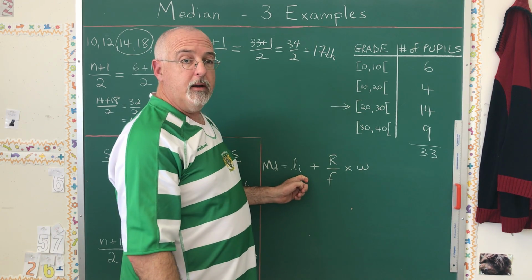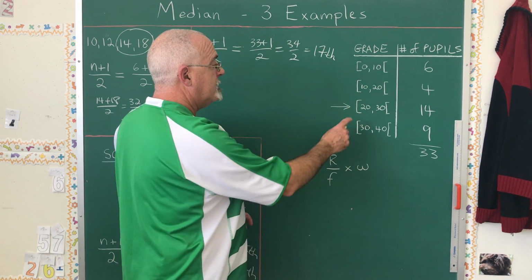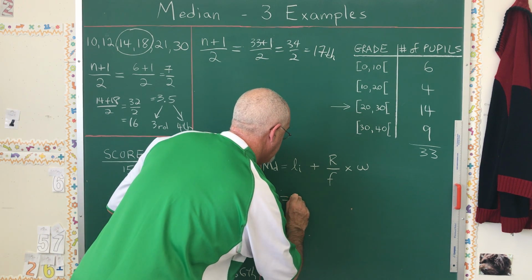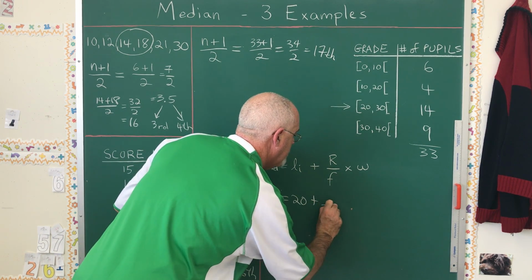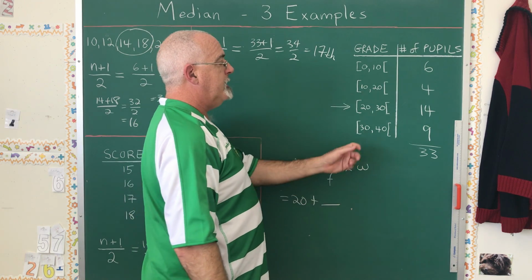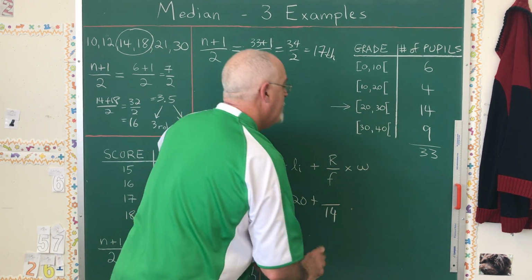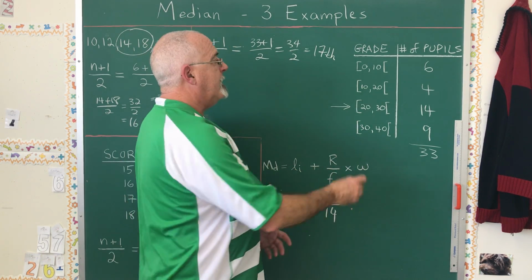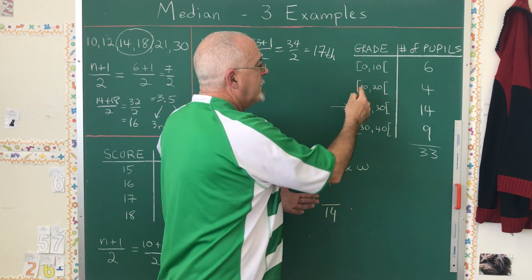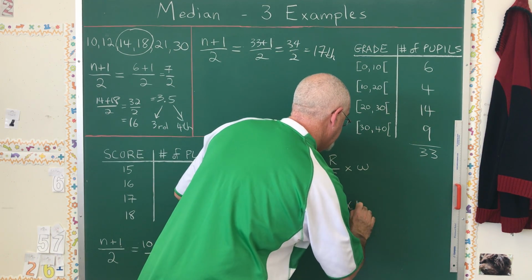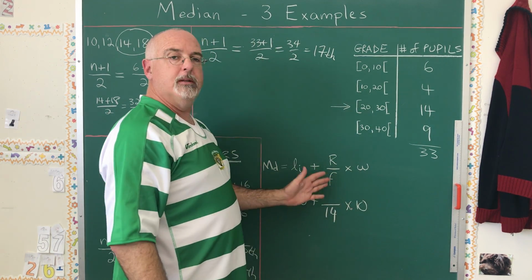L sub I is the lower limit of the median class, and that's the 20. F is the frequency of the median class, and that's the 14. W is the width of the median class, which is 10, but of course, all of the classes are 10 in width. All that's left now is the R.